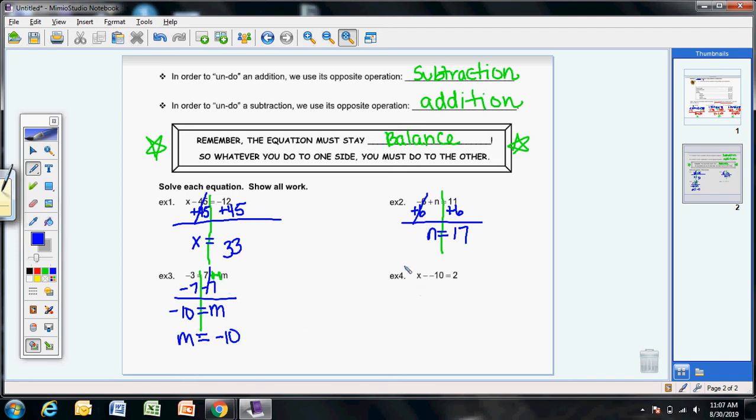All right, last one I'd like you to try on your own. Be careful of this, and then check your answer when you're done. So our answer here, add the opposite. I'm going to subtract 10 on both sides. So x is equal to negative 8. All right, nice job, everyone. We'll do lots of practice with this. Good luck.